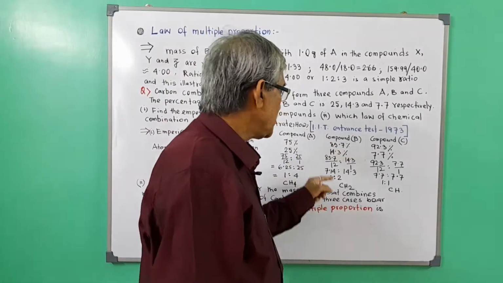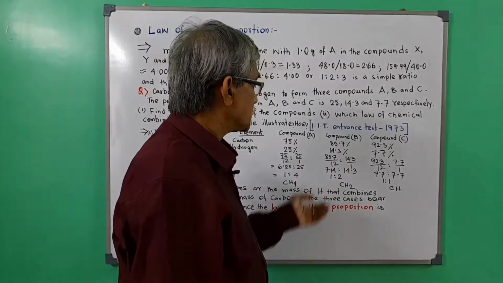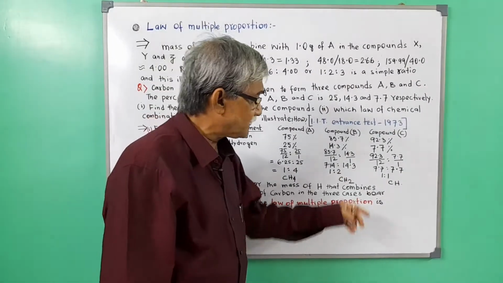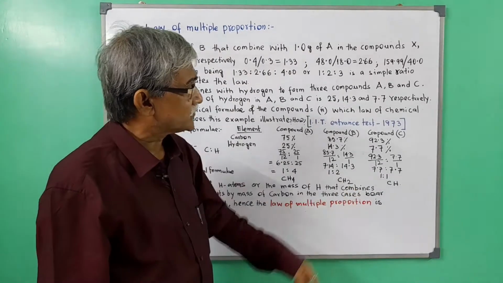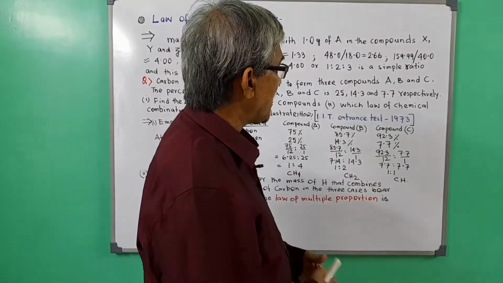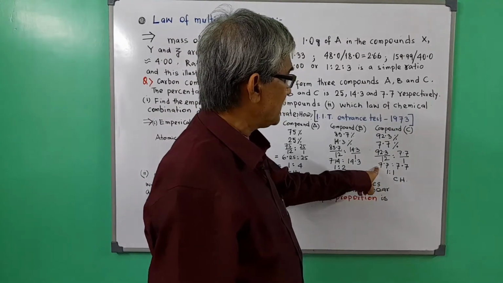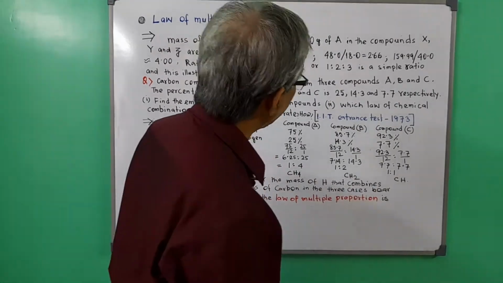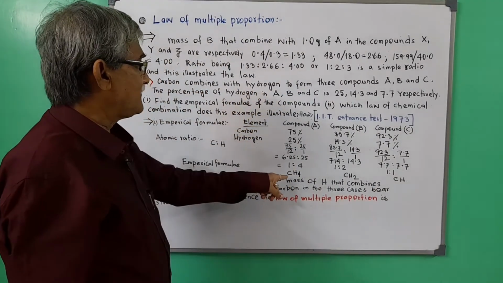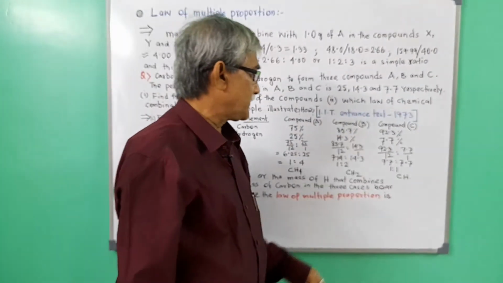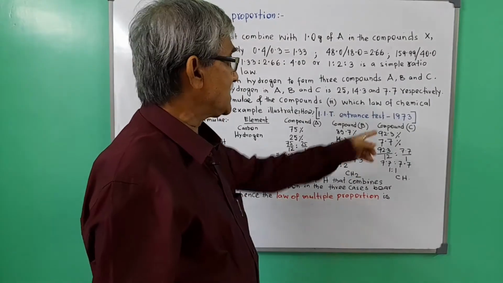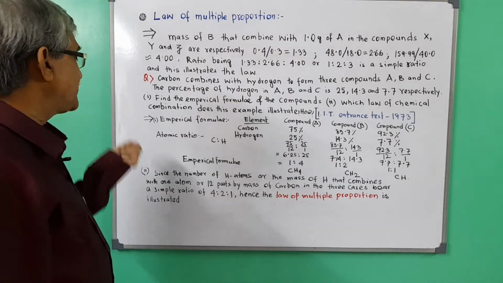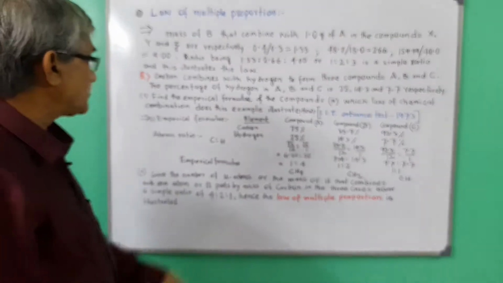In compound B, it is 85.7 upon 12 is to 14.3 upon 1, that equals 7.14 is to 14.3. This is roughly 1 is to 2. And in the last case, compound C, it is 7.7 is to 7.7, and that amounts to 1 is to 1. So the empirical formula is CH. So in compound A, the empirical formula is CH4, compound B is CH2, and compound C is CH. So the first part of the question is answered. The empirical formulas of A, B and C we have found out.